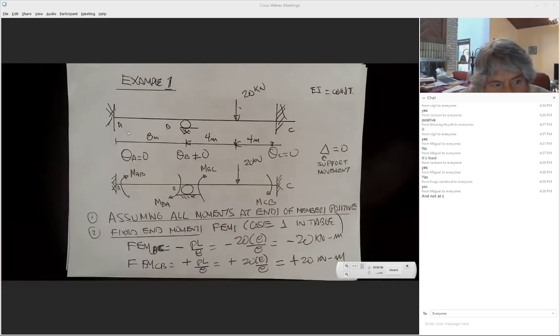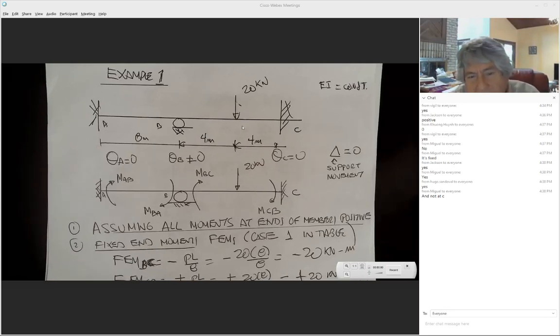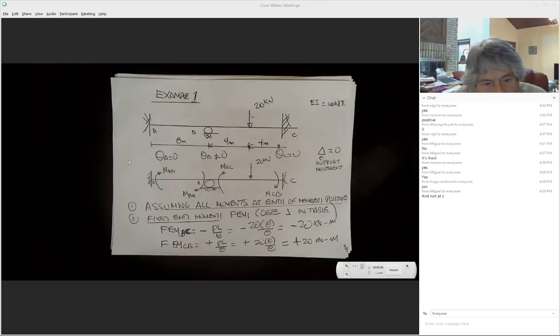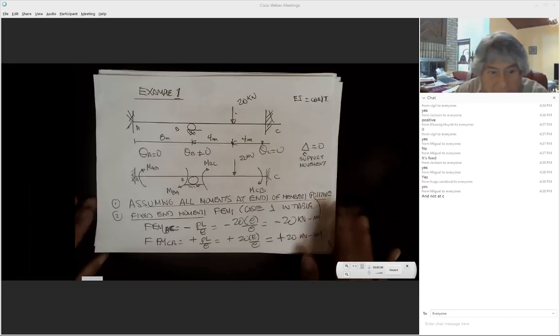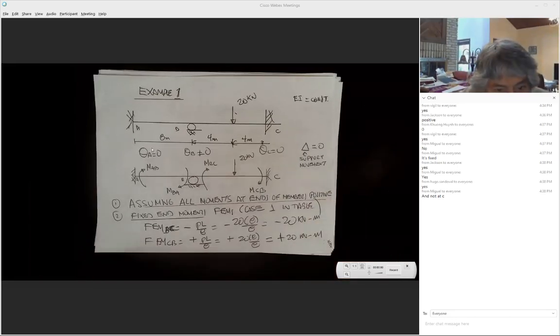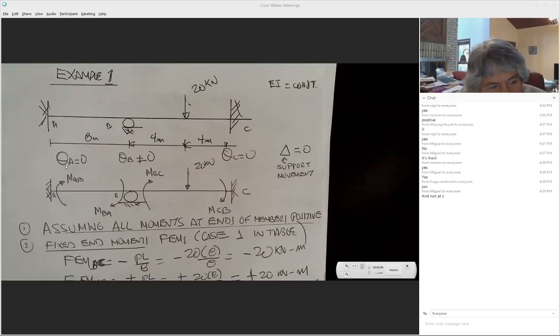So what do I have to write? I have to write MAB, MBA, MBC, MCB. My equations are functions of theta A, theta B, theta C, and delta. So as part of my equation, it's going to be theta A, theta B, theta C, and delta. But in our case, theta A is going to be 0, theta C is 0, and delta.